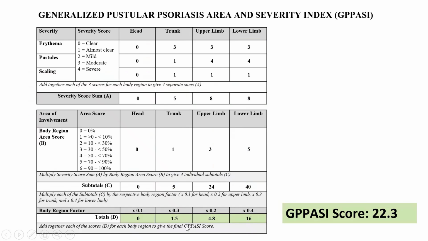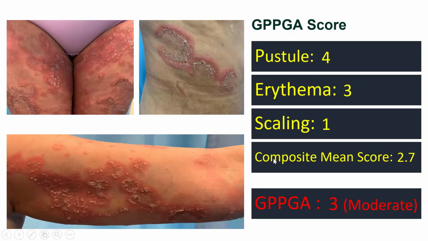So the total score for this patient is 22.3, which is moderate to severe disease. What about the GPPGA? Once we have done the GPPASI, GPPGA is very easy. So pustules, there are lakes of pustules, so that gets a score of 4. There's bright red erythema, so the score is 3. Not so much scaling, mainly on the periphery of the lesion. I would rate it as 1. So the composite mean score is 2.7. So the GPPGA score is 3, which is moderate disease.